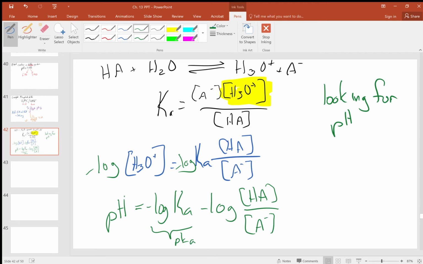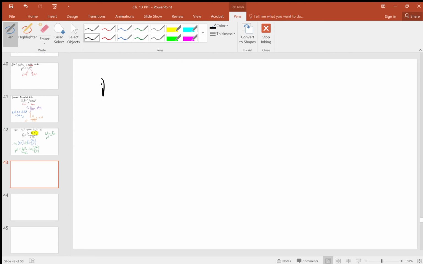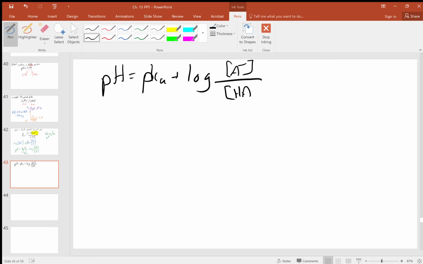And then the most common form that we see this equation in is to get rid of the negative sign. To get rid of the negative sign, we can just flip whatever's inside the log. And as a result, we get that pH is equal to pKa plus the log of the conjugate base over the weak acid. And this is known as the Henderson-Hasselbalch equation.